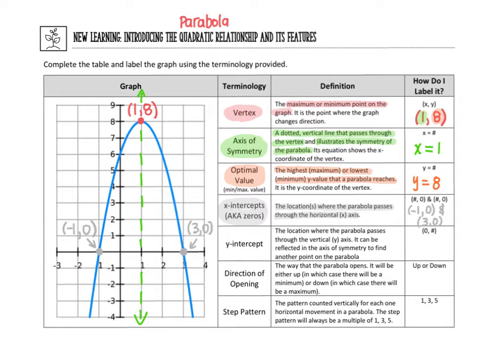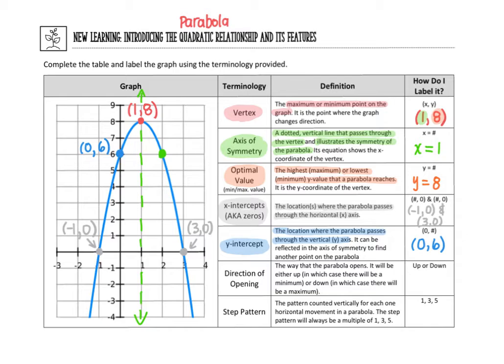The y-intercept of a parabola is the location where it passes through the vertical or the y-axis. It can also be reflected in the axis of symmetry to find another point along the parabola. The y-intercept is always listed in the form (0, a number). In this case, the parabola has a y-intercept of (0, 6).